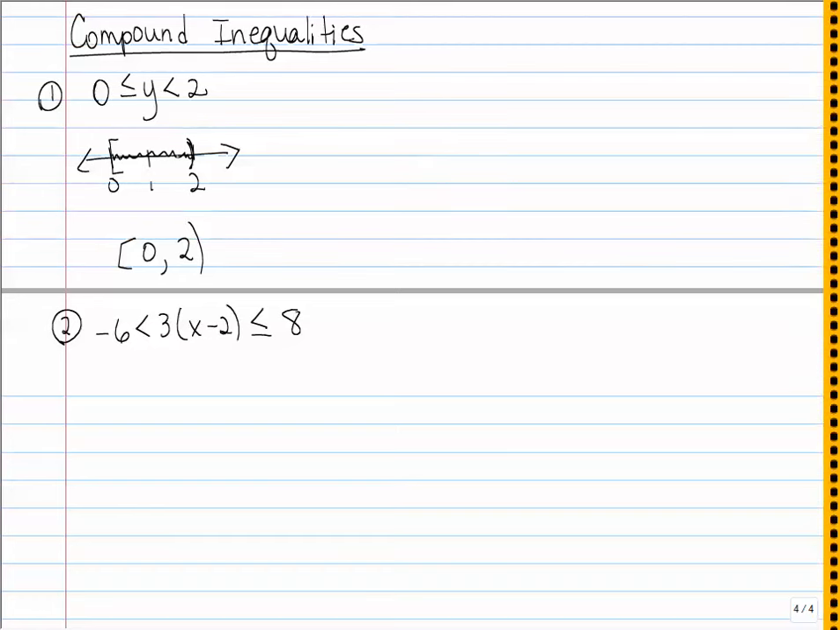And it's the same as solving an equation. The only difference here is instead of just having 2 parts that you have to do stuff to, you have 3 parts here. All right, but your first step is the distributive property. You have to distribute that 3 first. So you have negative 6 is less than 3x minus 6 is less than or equal to 8.